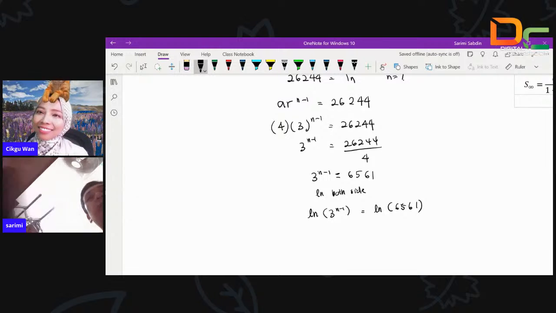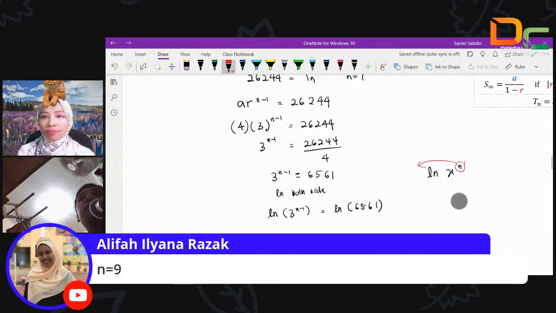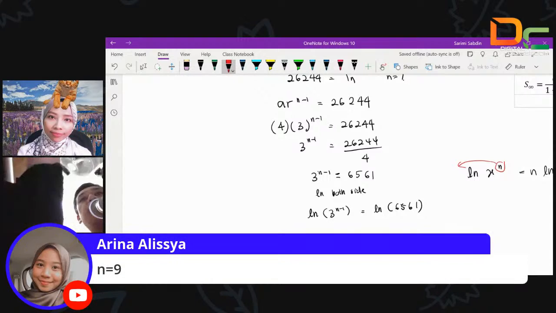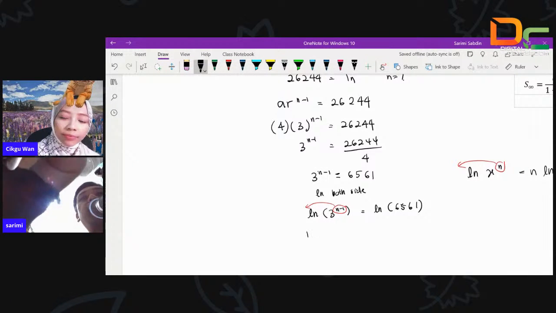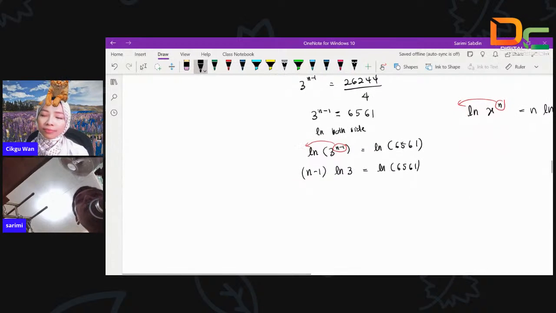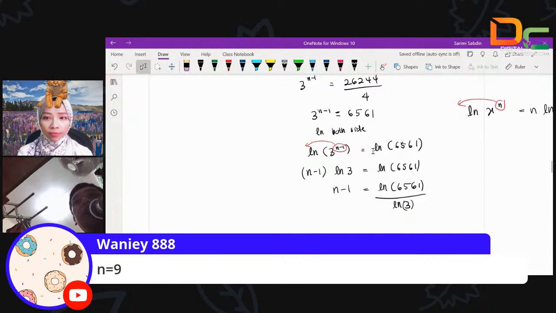From here we can use the properties of ln: if we have ln x to the power of n, we can bring the power to the front, so it becomes n ln x. So we bring the power n minus 1 to the front: n minus 1 times ln 3 equals ln 6561. Then we divide both sides by ln 3, so n minus 1 equals ln 6561 over ln 3.